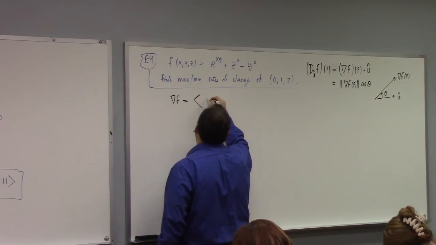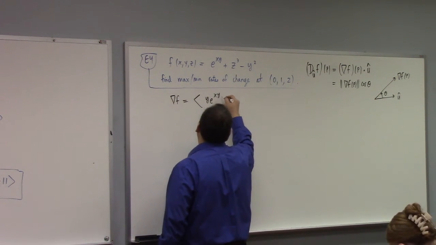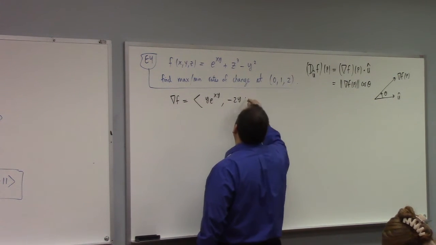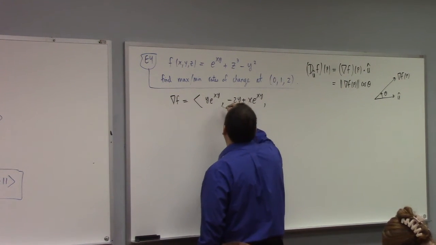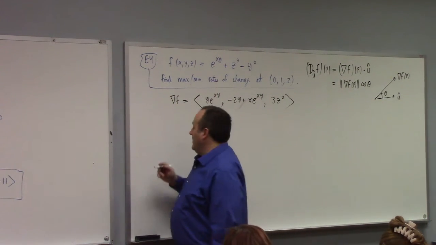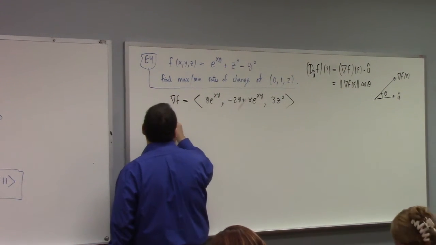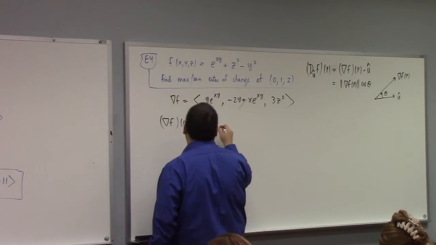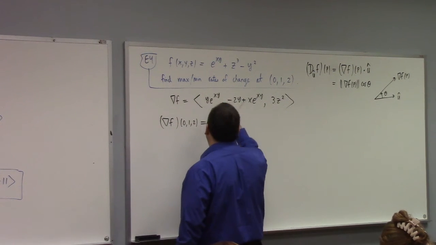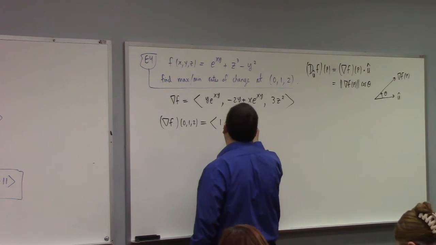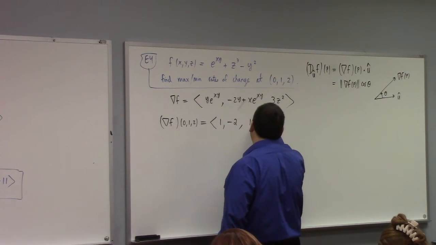We got y e to the xy minus 2y, oops, my bad, minus 2y plus x e to the xy, comma, 3z squared, right? Those are my partial derivatives. Now we want to calculate the gradient at the point, what, 0, 1, 2? So let's do that. We got 1, minus 2, 12, I believe.